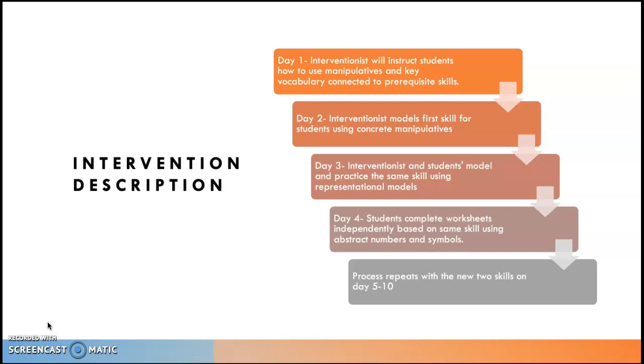Moving to day 4, students would still be on the same skill, such as comparing fractions, but this time they'd be completing a worksheet independently using abstract numbers and symbols to get their answer. This process would repeat with the following 2 skills, simplifying fractions and adding and subtracting fractions with like and unlike denominators, on days 5 through 10. So each skill would have 3 days of practice for the child using all 3 steps of the CRA model.